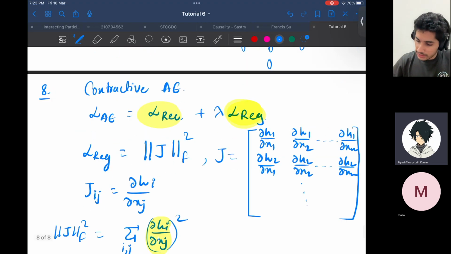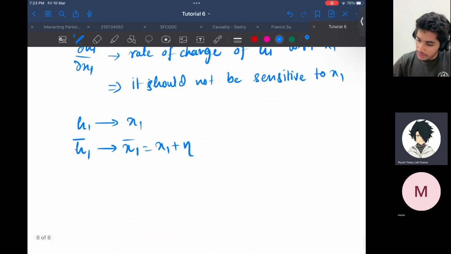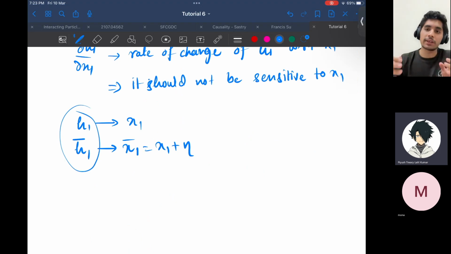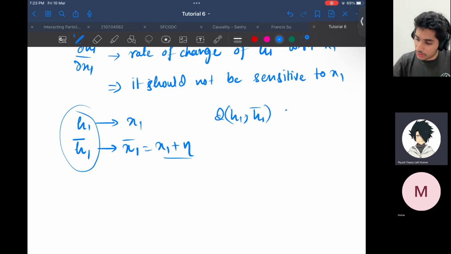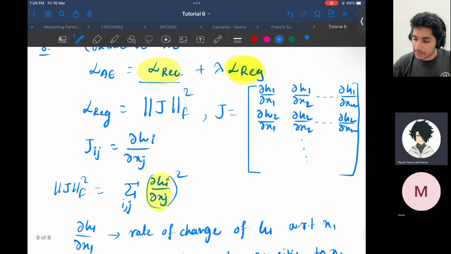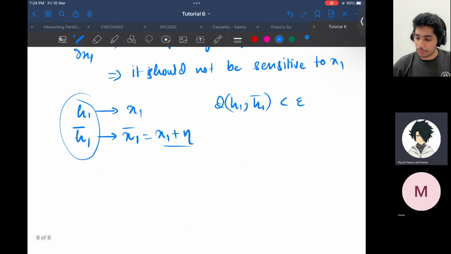Now the reconstruction loss is saying that h1 and h1 bar should be very different, since you are very sensitive to your input. However, is this what we want? No, this is not desired. I want the distance between h1 and h1 bar to be less than some epsilon, very small, not very high. But this is not enforced by the reconstruction loss alone.